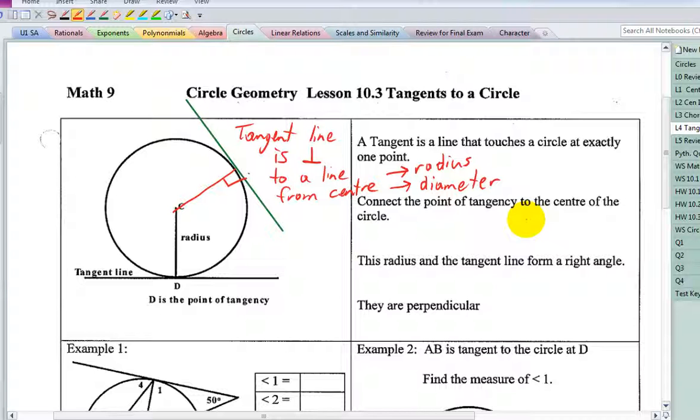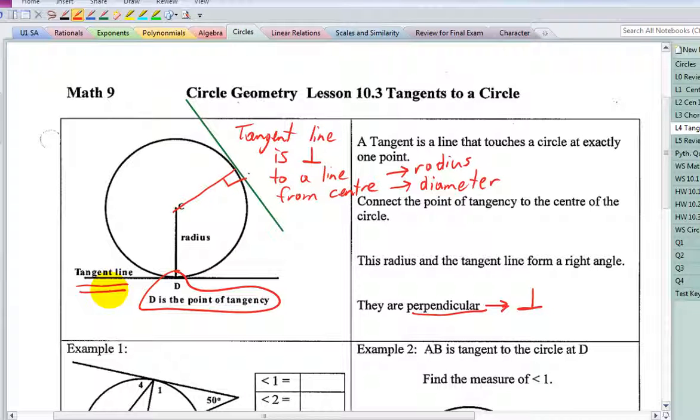Okay. So perpendicular, remember the symbol for perpendicular, that's the capital T upside down. Where it joins at point D, we call that the point of tangency. The line is called a tangent line. And look for the radius or the diameter.